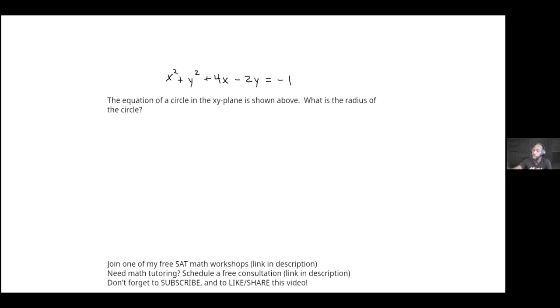All right, Sean again from Math Swap Tutoring with another SAT math problem, which gives you the following equation. It says the equation of a circle in the XY plane is shown above. What is the radius of the circle? Had to make sure my sound was on.